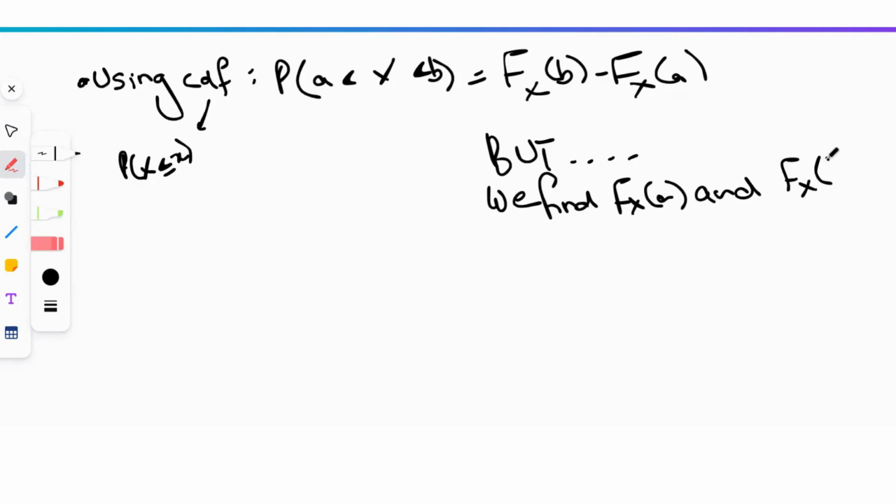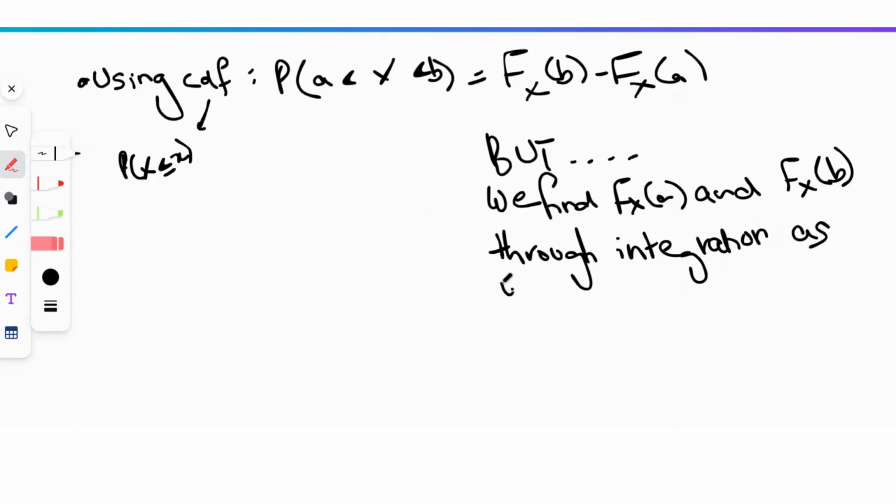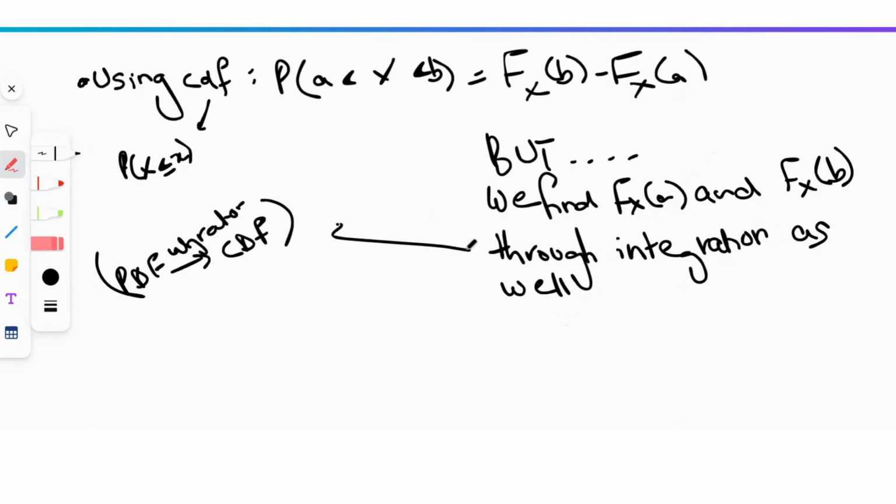How do we go from PDF to CDF? We go through integration. The fact that we can't integrate the PDF means that we can't use the PDF directly to find probabilities by integrating it over the relevant interval. And we also can't use the PDF to find a simple expression for the CDF in which you can then later plug in a and b, right? Because the way we go from PDF to CDF is through integration.